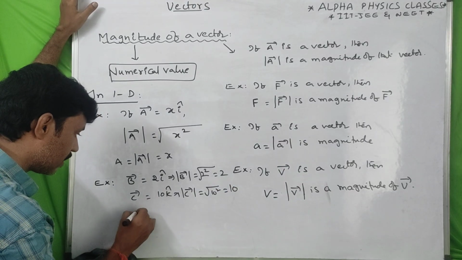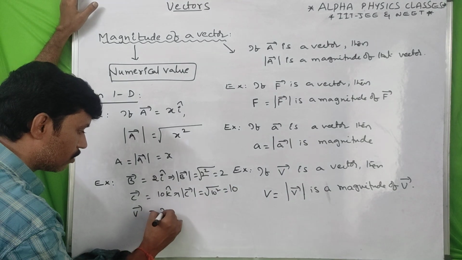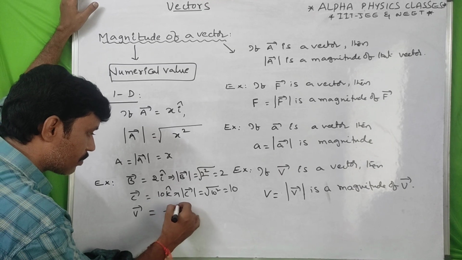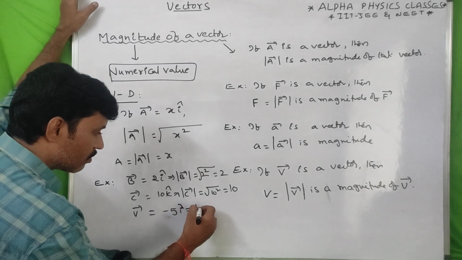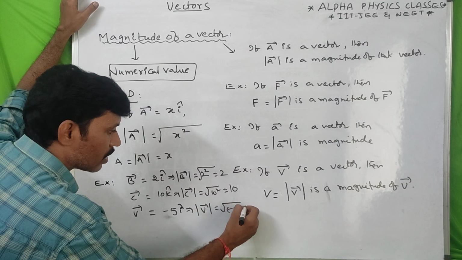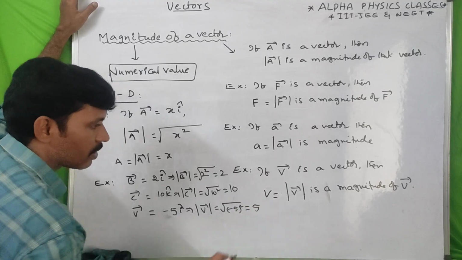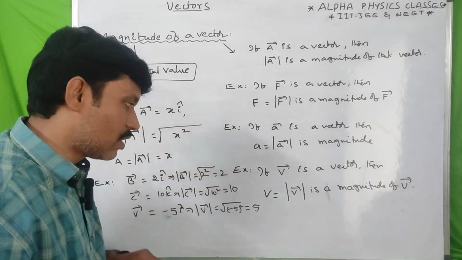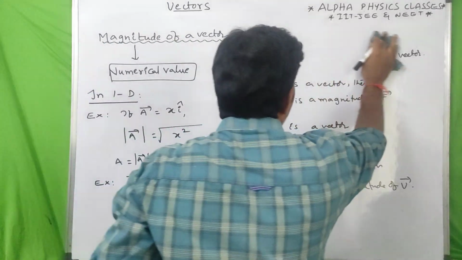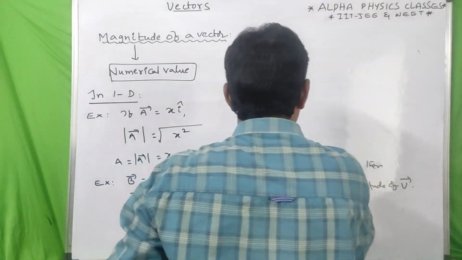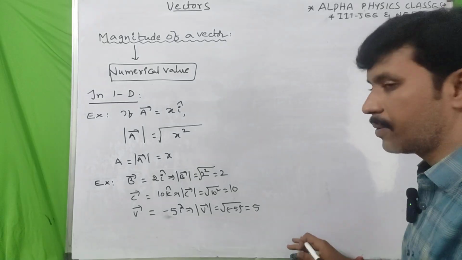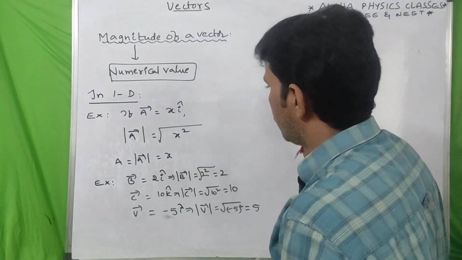For example, velocity vector v bar is equal to minus 5 i cap. Now tell me, what is the modulus v bar? Square root of minus 5 whole square. This is equal to plus 5. Am I right? Plus 5. You can understand one thing. Right, next. One more example I am giving for your understanding.